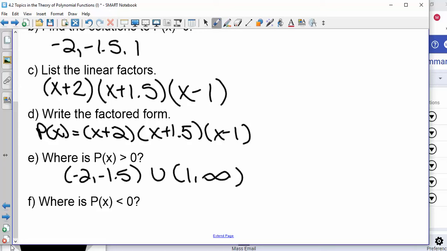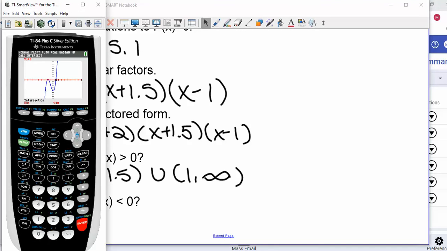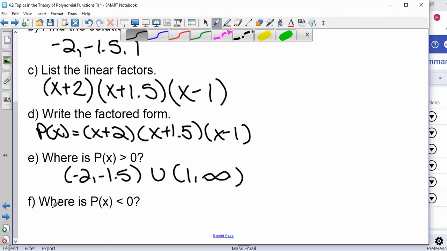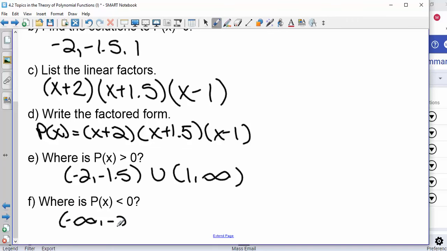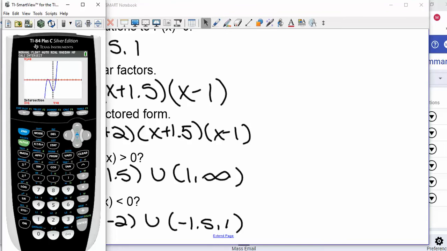Alright, if I asked when p of x is less than 0, negative infinity to negative 2. Negative 1.5 to 1. That's it. That's pretty good though. It's just asking when our graph was below the x-axis. And if that's a greater or equal to, then we put brackets. Yes, that is correct. Okay, questions?